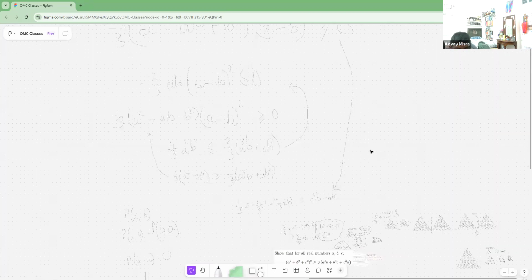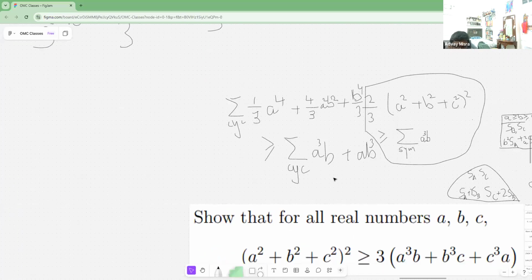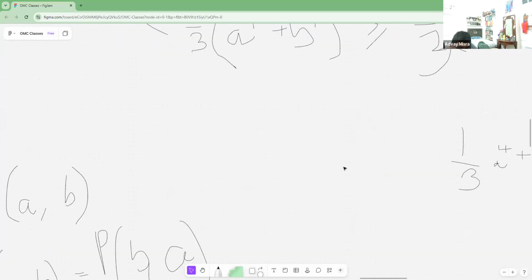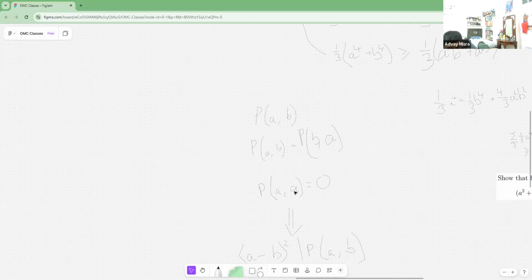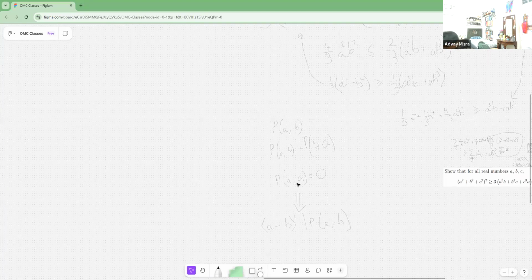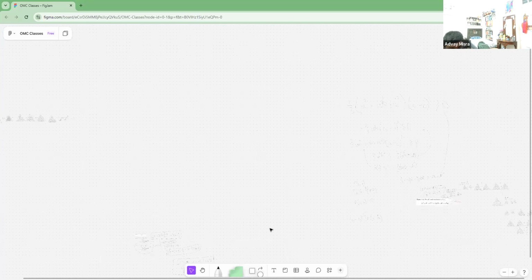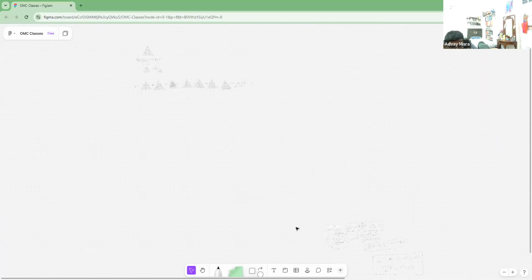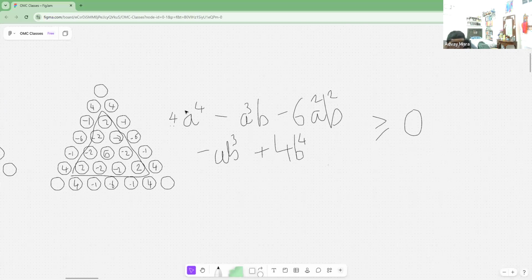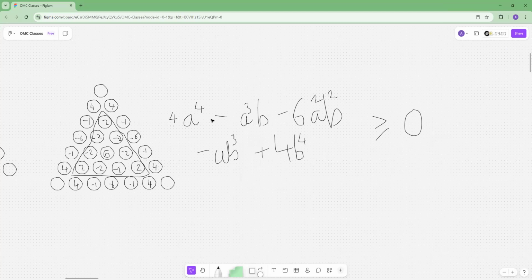So when we were discussing SOS, I mentioned this lemma that if you have a two variable polynomial which is symmetric and also has a root at a equals b, then it has a double root at a equals b. So we can actually use this on this inequality because it's symmetric in a and b, and if a is equal to b, then it zeroes out: 4 minus 1 minus 6 minus 1 plus 4. Then after that, it's a quadratic being more than 0, which is easy.